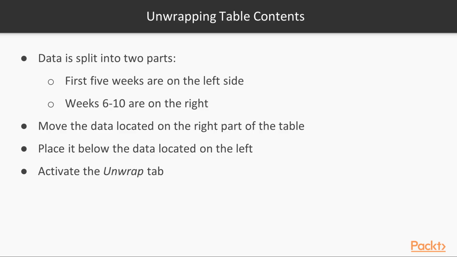There is another formatting challenge we will tackle with this file, which is that data is split into 2 parts. The first 5 weeks are on the left side of the file, and weeks 6 to 10 are on the right, occupying the same rows. So, we need to unwrap them. Essentially, we want to move the data located on the right part of the table and place it below the data located on the left. To do that, we will activate the Unwrap tab from the Transformation Step Wizard and follow the next steps.